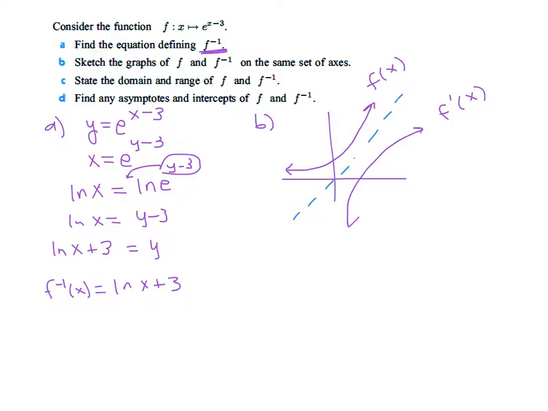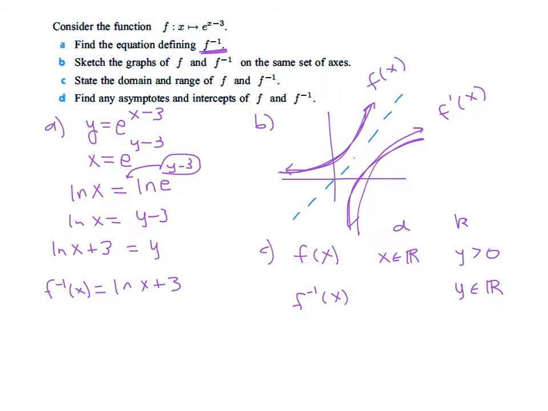All right. C says, state the domain and range of f and f inverse. Well, for C, for the f of x function, we have the domain and range. Domain is x is an element of all real numbers. Then we kind of know for the inverse, don't we? Inverse is the opposite, so y has to be all real numbers. Check your graph to see if that makes sense, right? X is all real numbers, y is all real numbers. For the range of f, y must be greater than 0. For the domain of the inverse, x has to be greater than 0.